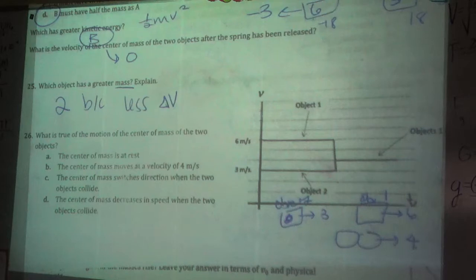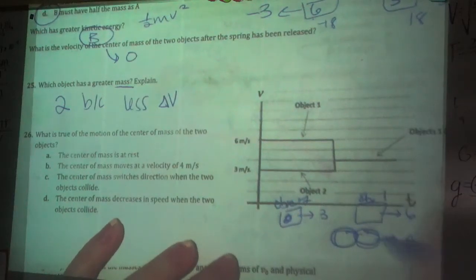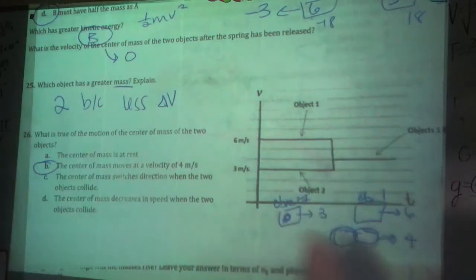And what is true about the center of mass of the two objects? Afterwards, when they're stuck together, they both go at 4, so the center of mass has to be at 4. And the center of mass is not going to be changing. There's no external forces. It's just two objects colliding, even though I didn't give the description. Sorry about that.